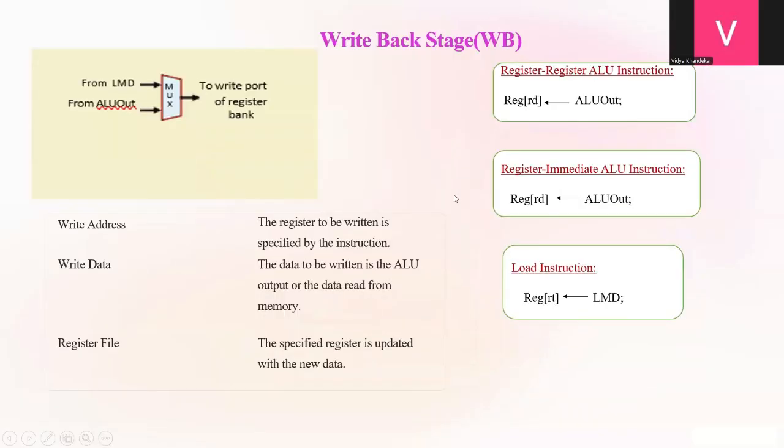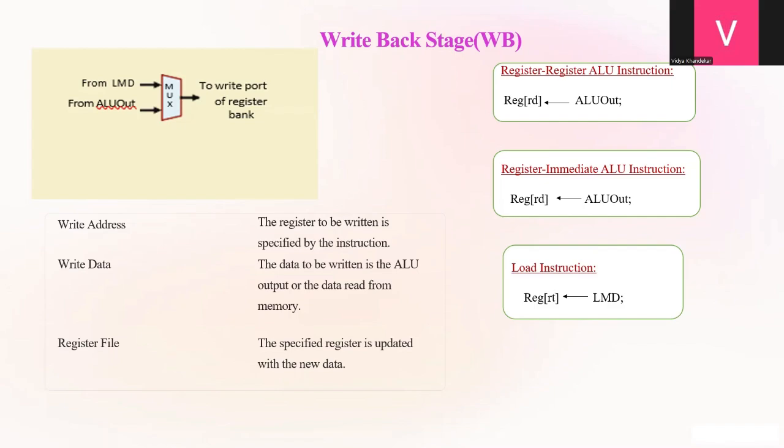So the fifth stage is the write back stage. In the write back stage, we write the values into registers. Finally, whatever value, either coming from ALU out or coming from the memory, should be written back into the register. In some cases RD is the destination register and in some cases RT is the destination register. For example, in R type instructions, the destination register is RD. In I type instructions, the destination register is RT, and in the load word instruction, RT is the destination register.